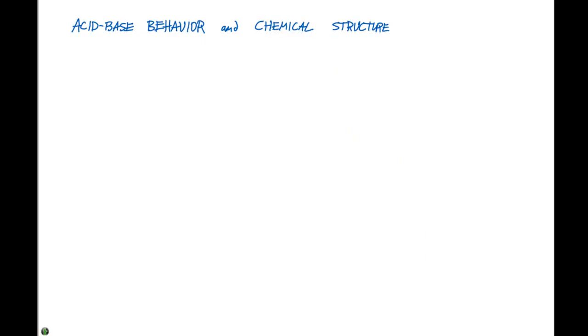So in this last section here, let's look at acid-base behavior and chemical structure. So what we can say about this is the following. Any molecule containing a hydrogen is potentially an acid.